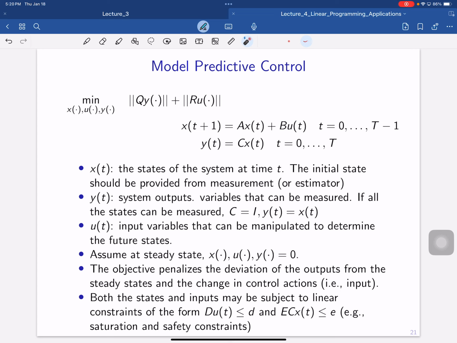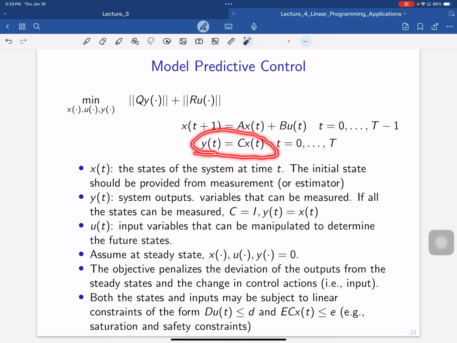So the x are the variables that describe the state of the system, but maybe not all the states can be measured. For example, you can only measure the temperature and the height for some reason. You cannot directly measure the concentration. Then among all the three variables, you can only measure two of them, right? But if you can measure all the states in this system, then this C matrix would be an identity matrix. In other words, all the variables can be measured. That's what this constraint does.